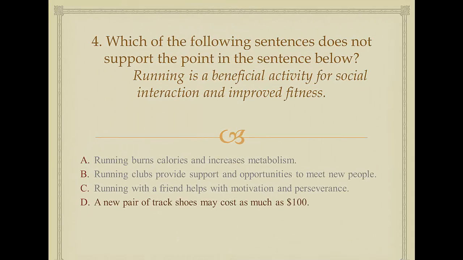In the example sentence about running here, you will notice that the writer is saying that running is good for two things, social interaction and improved fitness. So A, burning calories and increasing metabolism, has to do with fitness. B, opportunities to meet people, fits with the social interaction part. C, friends providing motivation, also points to the social aspect of running. D, the cost of track shoes, is noticeably off topic.